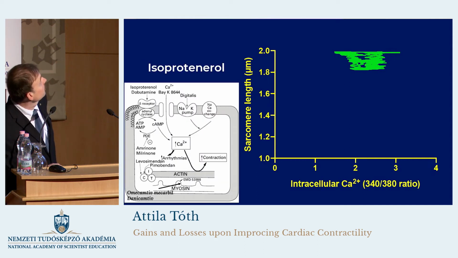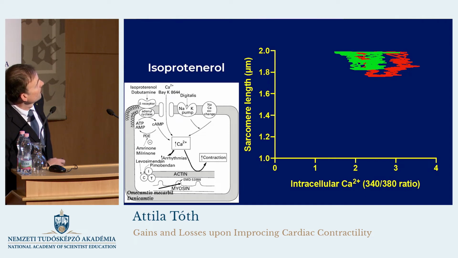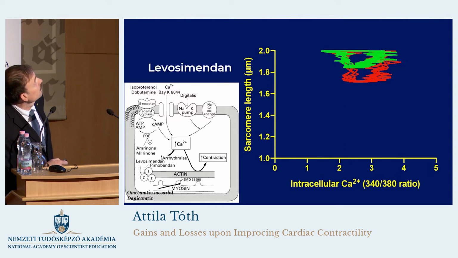Now, let's see one of the examples, isoproterenol, which activates the upstream pathway. What happens when we add isoproterenol to the cell? What we can see is that there is an increase in calcium concentration, and there is some increase in the contractility. So it contracts a bit more, with much higher calcium. It is not optimal for the heart. We don't really like when calcium concentration increases because it causes arrhythmia, and energetically it is not as good.